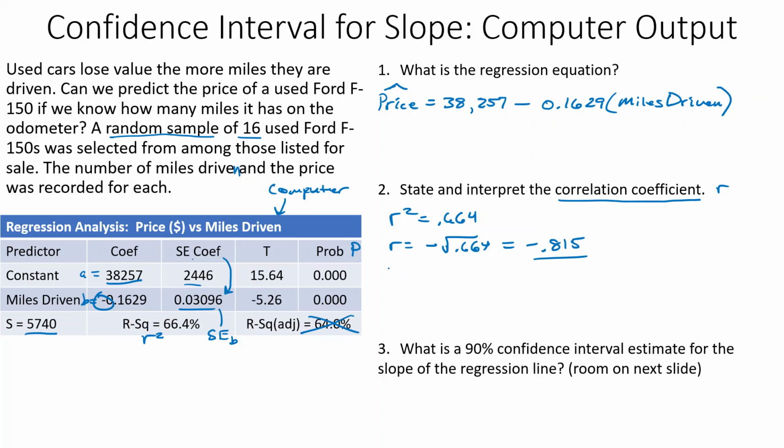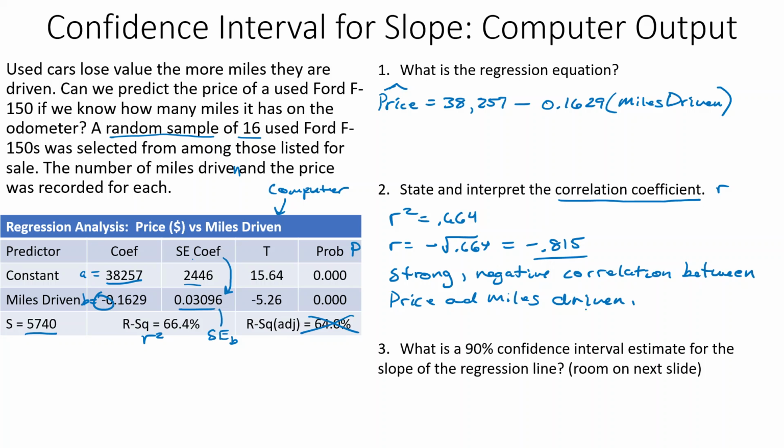All right, so that means there is a strong, right, 0.8 is pretty close to 1, negative correlation between price and miles driven, or the other way around if we want. Remember, if we want to get linear, we need to look at the graph. What is the 90% confidence interval estimate for the slope of the regression line?